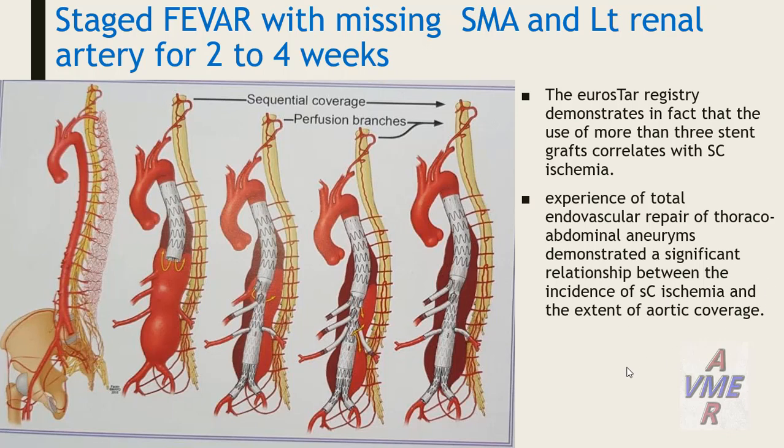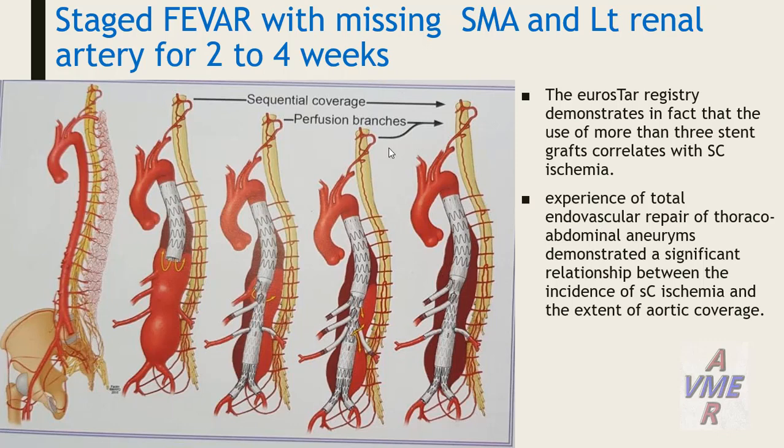The Eurostar registry demonstrated that the use of more than 3 stent grafts correlates with spinal cord ischemia. That means you have to miss one branch. Experience of total endovascular repair of thoracoabdominal aneurysm demonstrated a significant relationship between the incidence of spinal cord ischemia and the extent of the aortic coverage.